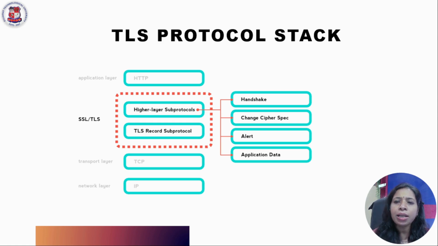Below the application layer, there is a TLS layer. This layer is responsible for providing security services like encryption and authentication. Within the TLS layer, several protocols work together to provide secure communication. These protocols include the TLS record protocol, TLS handshake protocol, change cipher spec protocol, and alert protocol. Each of these protocols performs a specific function during the secure communication process. Together these protocols form the TLS protocol stack, which enables secure and reliable communication over the internet.